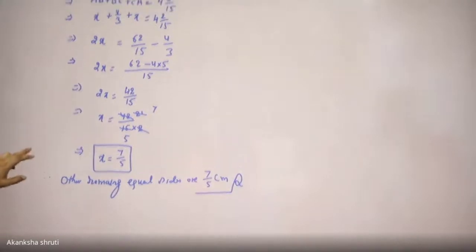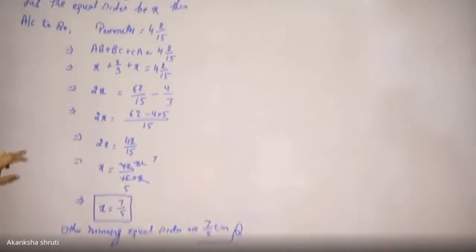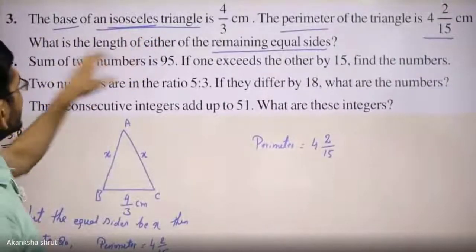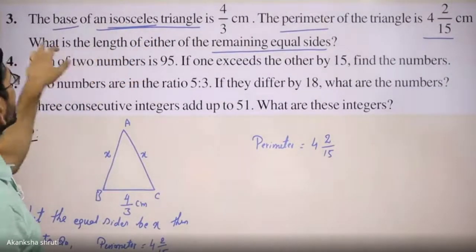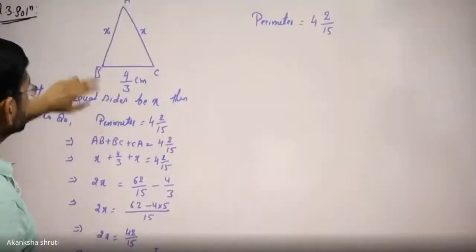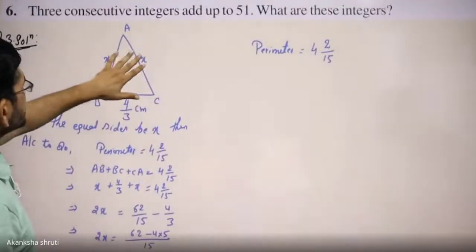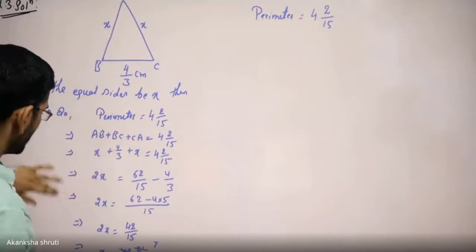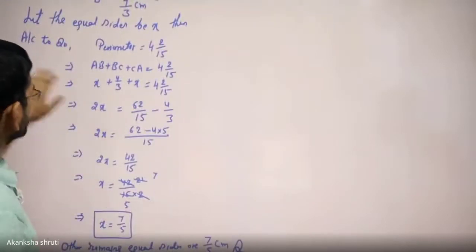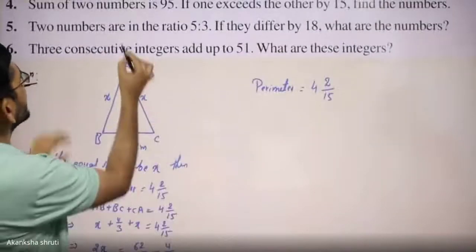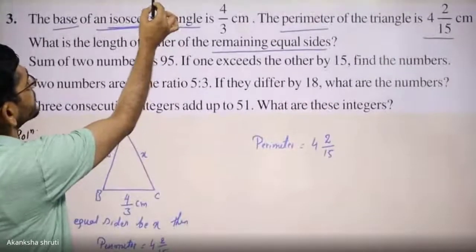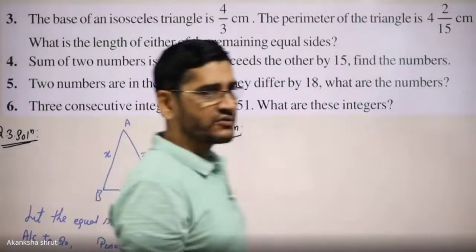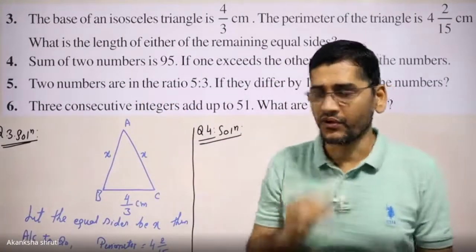This way, students, you have to read the question carefully, frame the equation in terms of the unknown that you have assumed, and by making the equation and simplifying it, you have to find the value of the unknown. So this is the only concept that you need to apply again and again. Let us now come to question number 4.